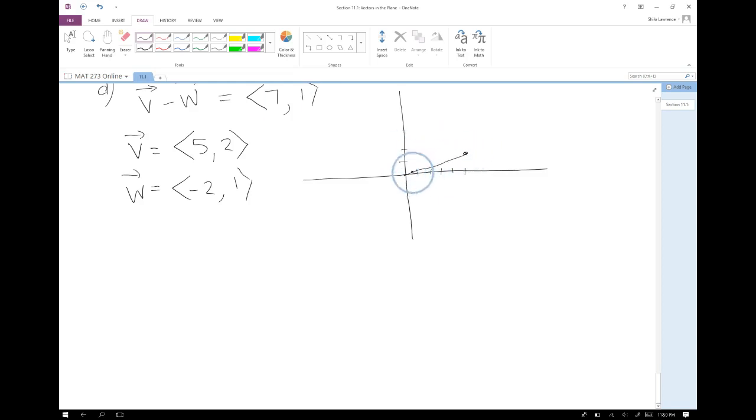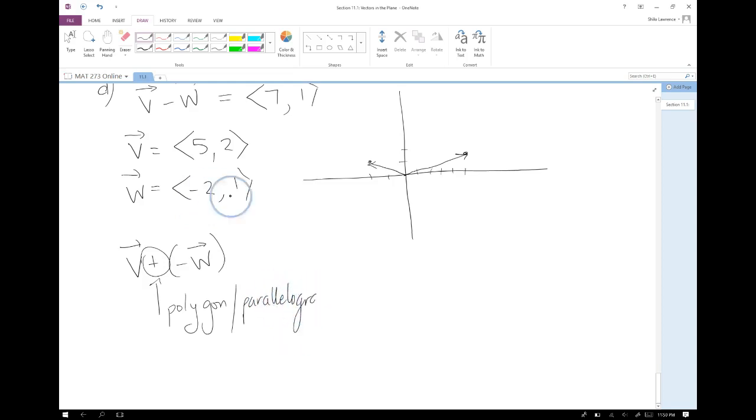So there's our V at 5, 2. W is at negative 2, 1. But remember, to geometrically draw subtraction, we really want to add the opposite. Because addition, we can do polygon or parallelogram method. So I need to figure out first what negative W is, and that's just distributing a negative to my two components. That's going to put me at 2, negative 1. So exact opposite direction.